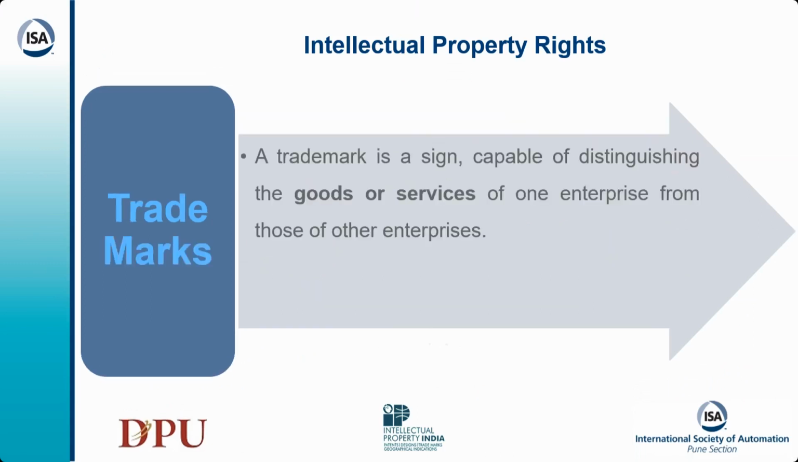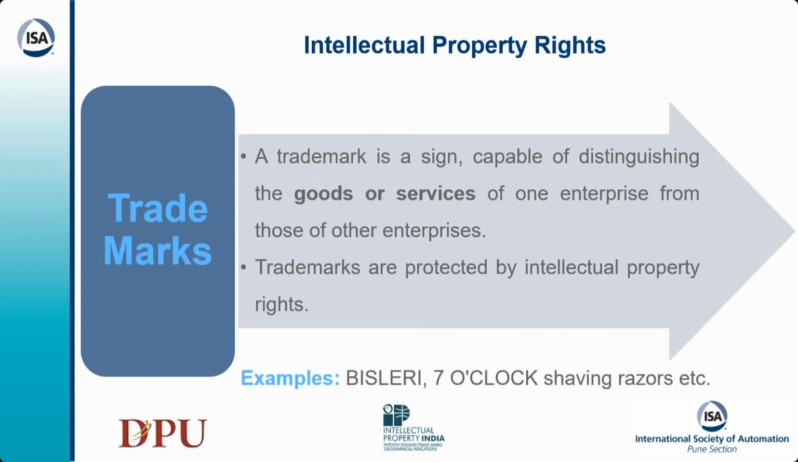What is a trademark basically? A trademark is a sign capable of distinguishing the goods or services of one enterprise from other enterprises. So this is a distinguishing feature from one enterprise to another, and trademarks are protected by intellectual property rights. Let us see examples of trademarks. Distillery is a good example of a trademark, and 7 o'clock shaving razors is also an example.